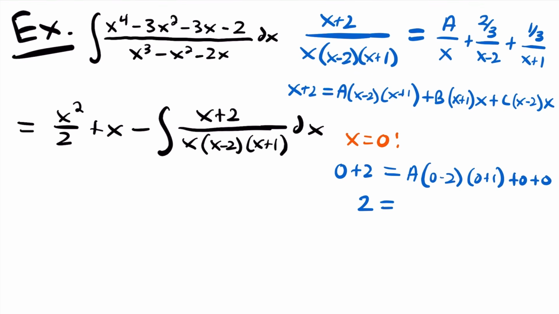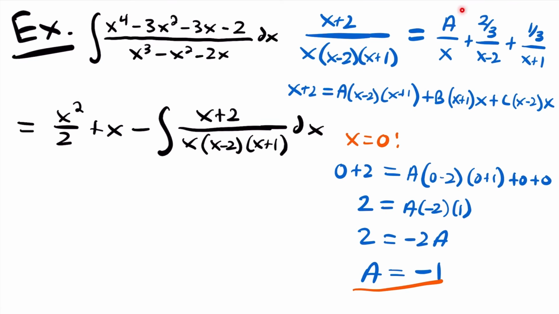And so 2 is equal to a times negative 2 times positive 1, and so 2 is equal to negative 2a, and if we divide both sides by negative 2, we will find that a is equal to negative 1. And so that's the value of a, so let's substitute that in for our partial fractions. So a will become negative 1.